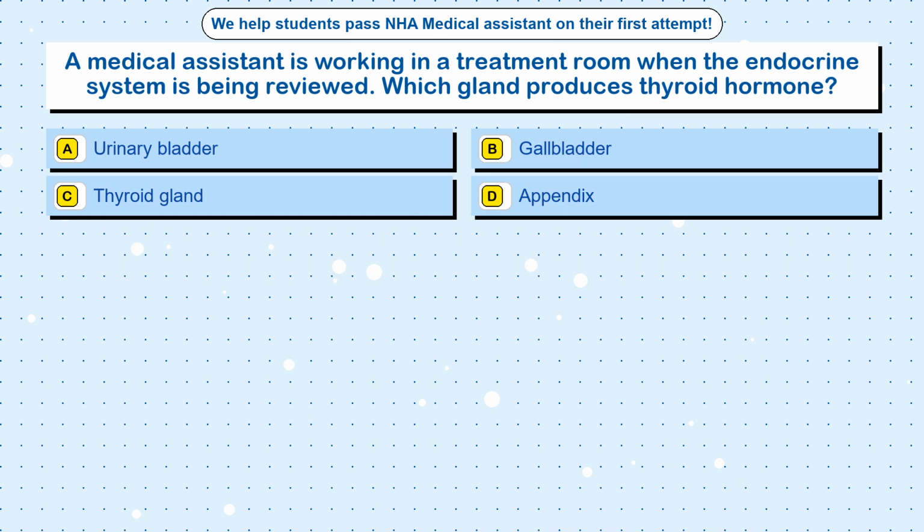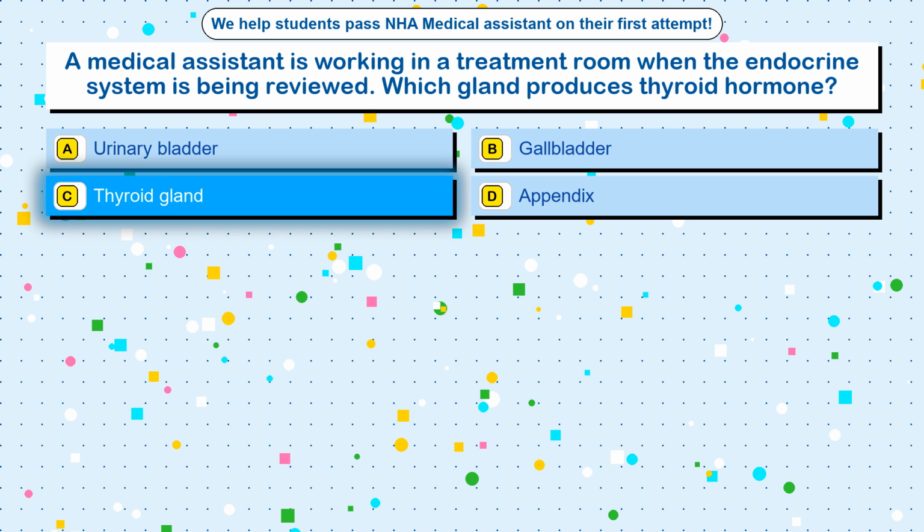Question 20. A medical assistant is working in a treatment room when the endocrine system is being reviewed. Which gland produces thyroid hormone? Option A. Urinary bladder. Option B. Gallbladder. Option C. Thyroid gland. Option D. Appendix. The correct answer is option C.